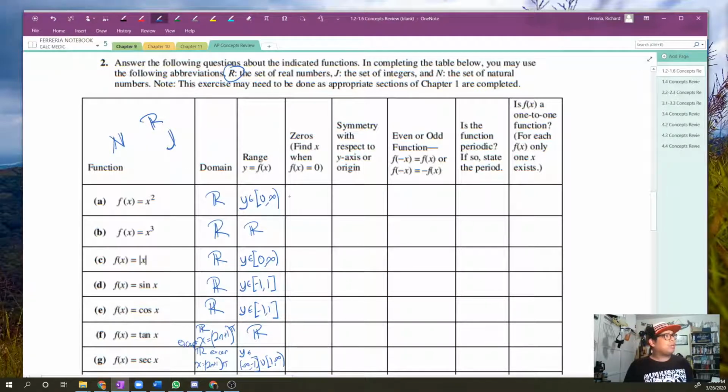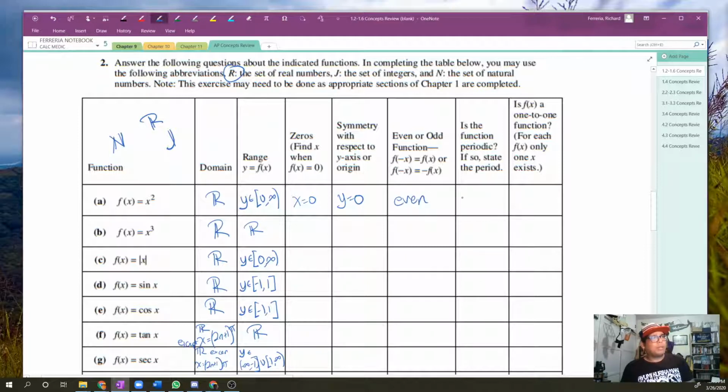Okay. Zeros. When is x squared equal to 0? Well, that happens when x equals 0. Is there symmetry to the y-axis? Yeah, y-axis. Y equals 0. Is this even or odd? Well, the left side looks just like the right side, so that is an even function.